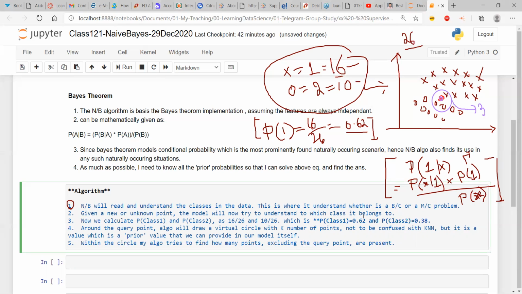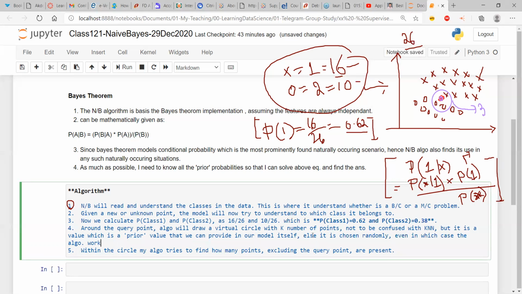So I'm just going to mark this in bold. This is what it has already calculated. Now it is going to draw a virtual circle with k number of points, not to be confused with kNN, but a prior value that we can provide in the model itself. Else, it is chosen randomly, in which case the algo works very well. We will come to know why it does that when we are done with the calculations.